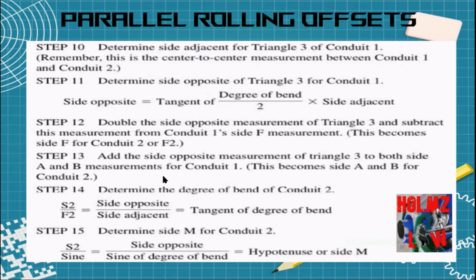This is more for rigid, where you need an exact conduit measurement on both sides so that you can thread them ahead of time and actually install it. Now, if this is something that you're doing, then you do need to know these steps so that you can have exact measurements and you'll know exactly how much you're going to be working with at the end. Okay, so step 14, you're determining the degree of bend of conduit 2.